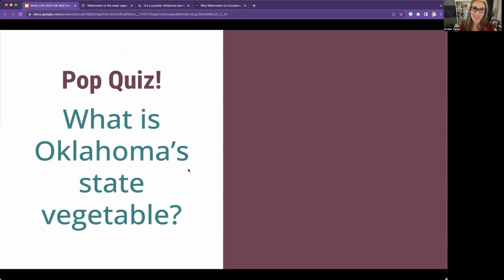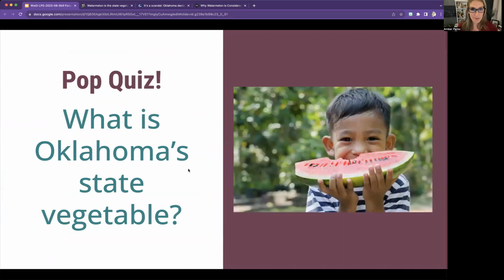So we are going to be studying this topic today together. And so I do have a pop quiz for you. Do you know what our state vegetable is? It's the watermelon. That is not a misprint of the picture. It is the watermelon. So that's a fascinating fact about our state.